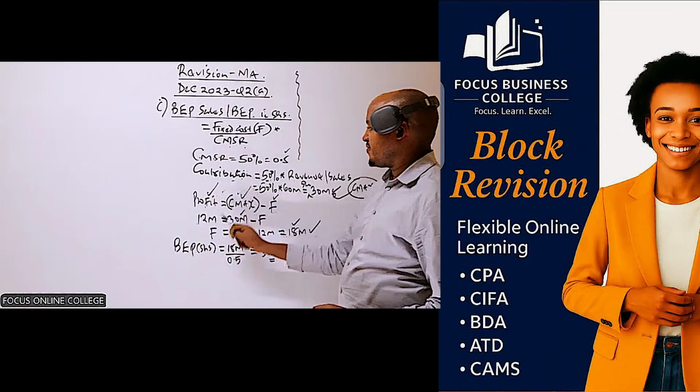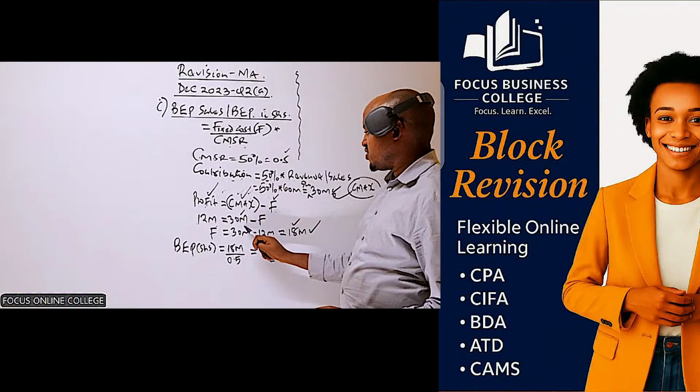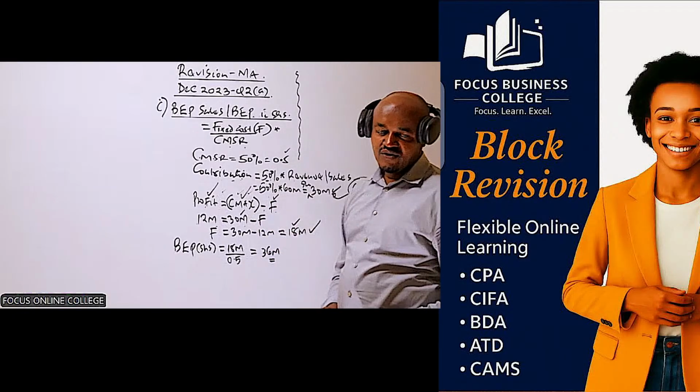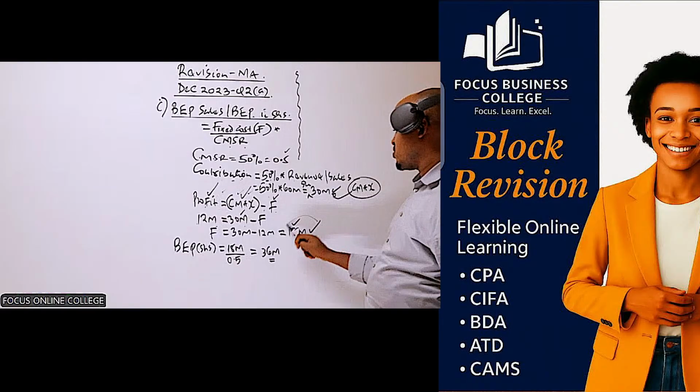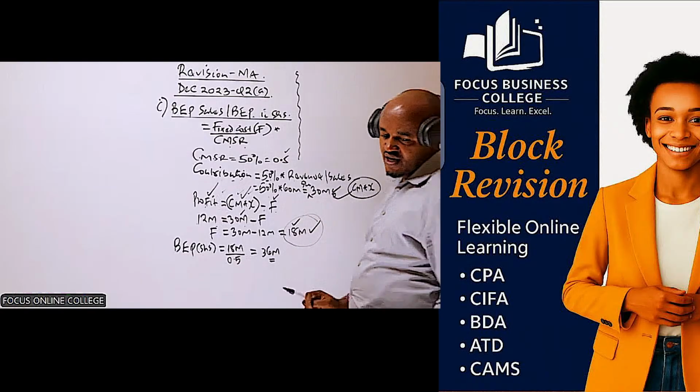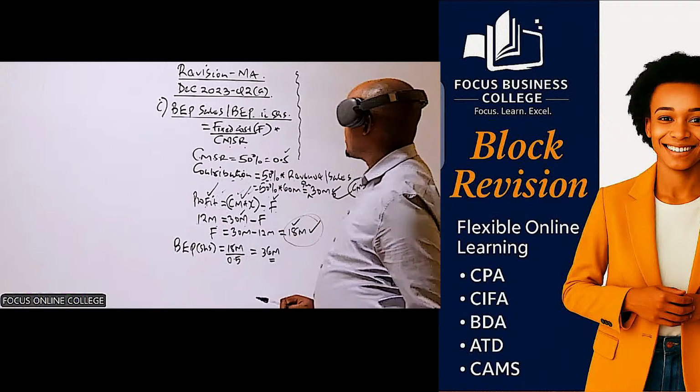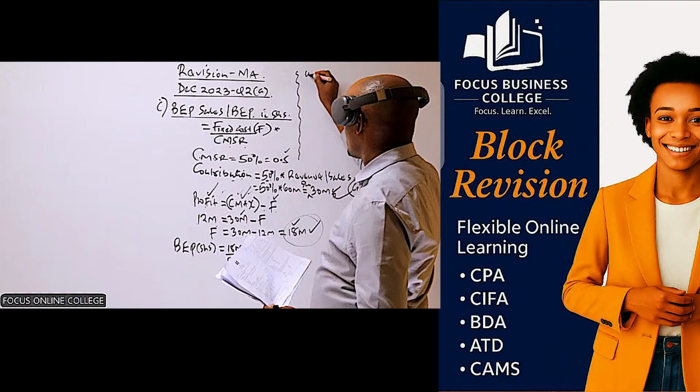We already have the profit, 12 million. We have the total contribution, 30 million. What is missing is the fixed cost. That's why we have been able to compute our fixed cost as 18 million. So having that, let's move to Roman 2 of the question.